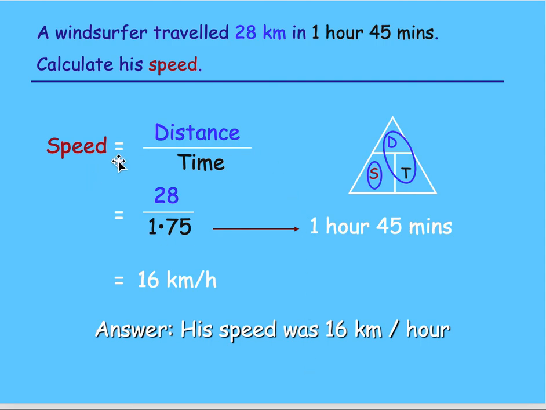So remember, we're looking for the speed. We're taking our distance, which was 28, and we are dividing that by our time. Now, we wouldn't say 1.45. Remember, 45 hundredths is not what we're saying. We're saying it's 75 hundredths because it's 3/4 of the hour. And if we were to divide this, 28 divided by 1 and 75 hundredths, we're going to get 16. His speed is 16 kilometers per hour.